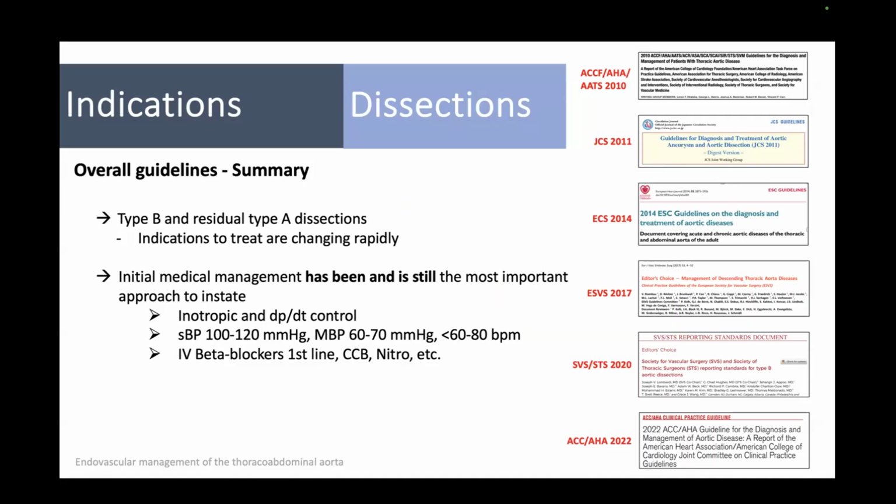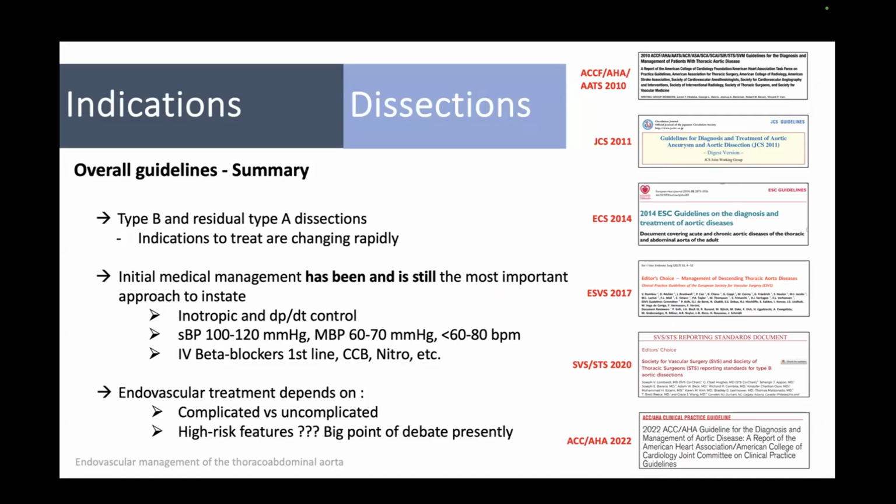First line of treatment is IV beta blockers, and then you could use basically anything you want as a second line. Endovascular treatment depends on two specific things. First, the easiest is complicated versus uncomplicated dissections, but also on high risk features.